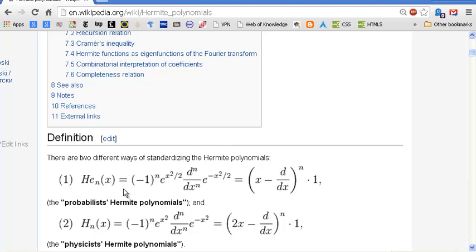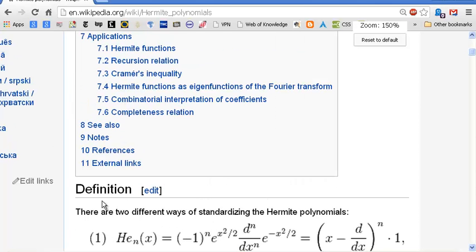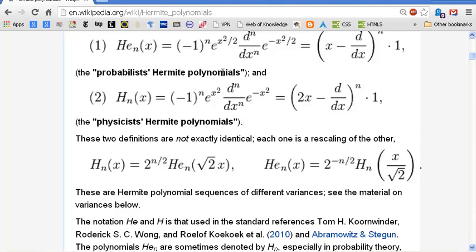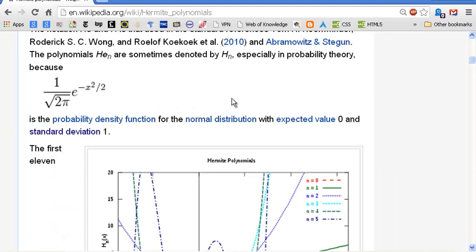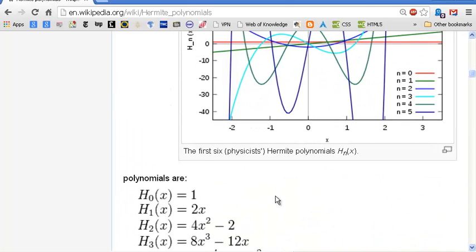Well, if you read this, there are two different kinds of Hermite polynomials. There's the ones that people who work in math and probability use. Let me make this a little bit bigger here. Those are called the probabilist Hermite polynomials. And then there are the physicist Hermite polynomials. We're going to use the physicist Hermite polynomials. Let's see what they look like. All right, so here they are. That's a plot. We'll get to the plot in just a minute.